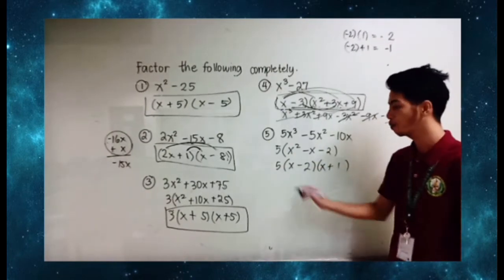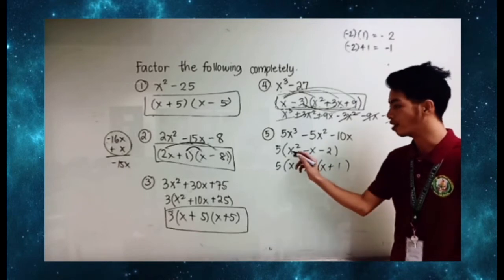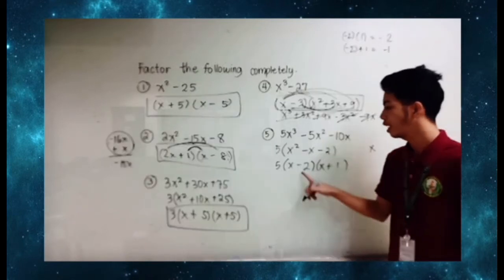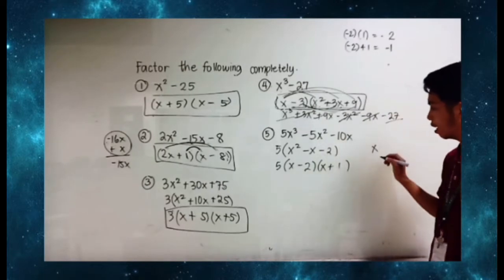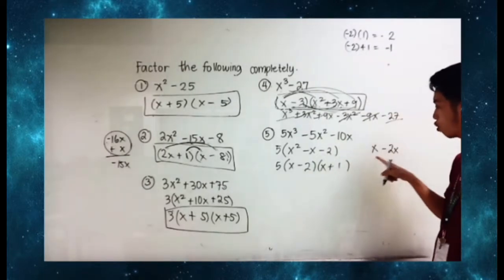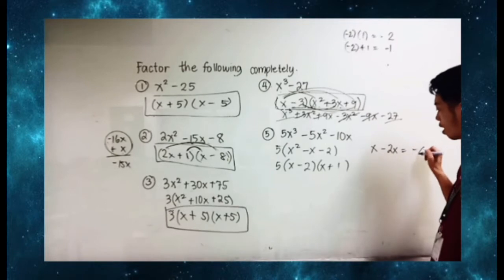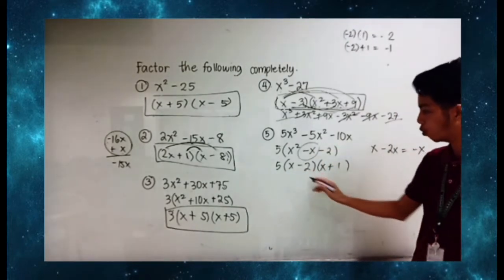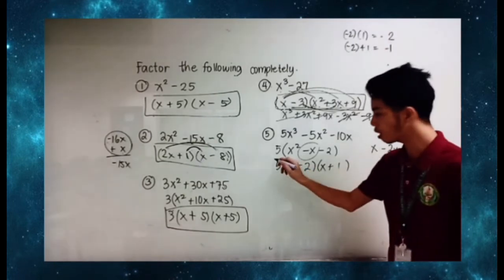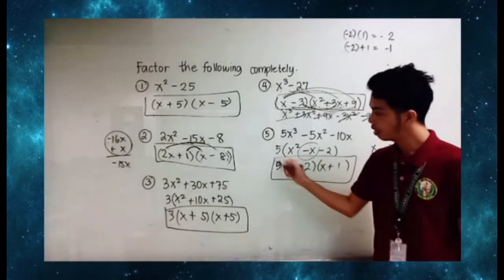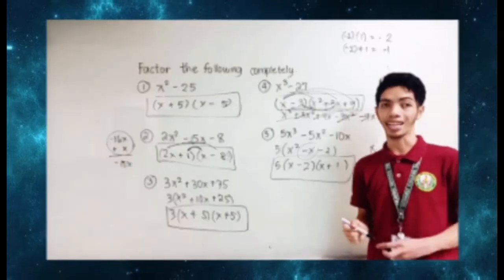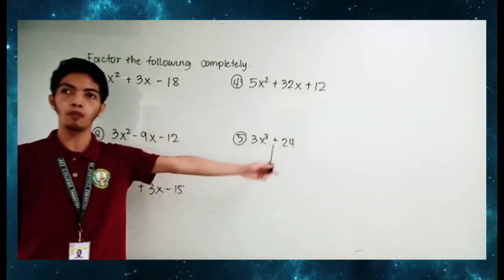So, to recheck, x times x is x squared. X times 1 is x. Negative 2 times x is negative 2x. Pag pinag-combine mo, x minus 2x is negative x. So, tama. Okay? Negative 2 times 1 is negative 2. So, ibig sabihin, ito yung factor ng 5x cubed minus 5x squared minus 10x. We have also 5 examples.